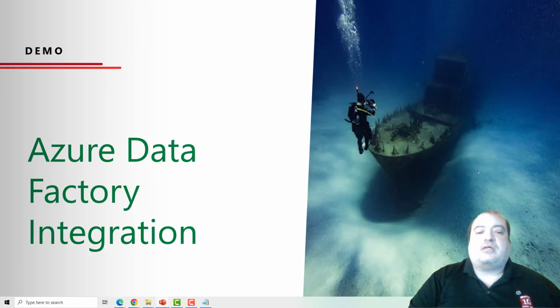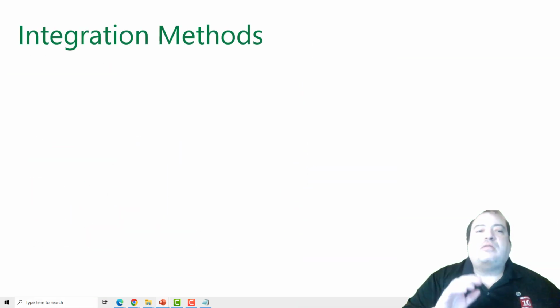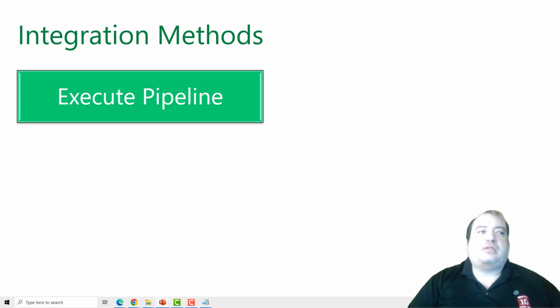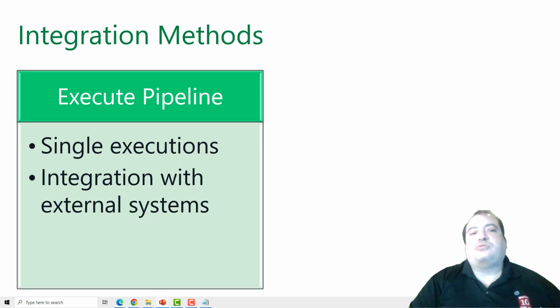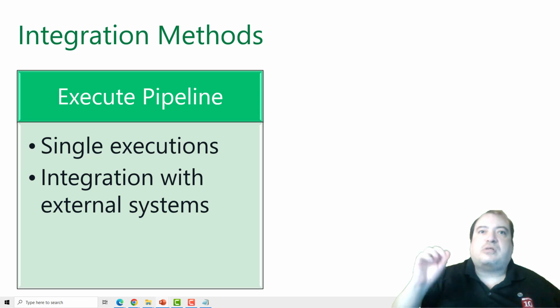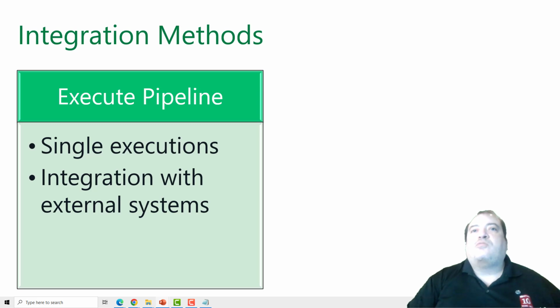Let's take a look at the PowerPoint again. Let's talk about the integration methods again. When should we use each one of these integration methods? We have the execute pipeline. When should we use it? Well, we should use it for single executions and for integration with external systems. When what we want is just a single execution with something that is in Azure Data Factory, we can use the execute pipeline. For example, maybe the teams are not even the same.